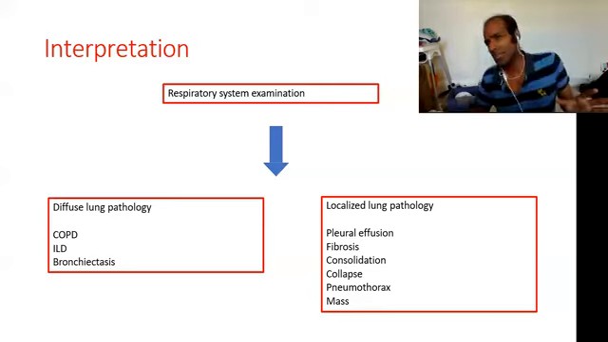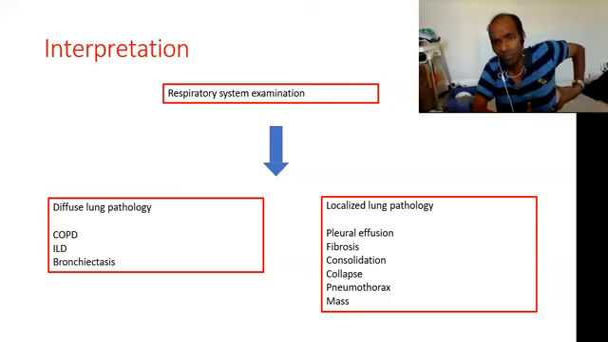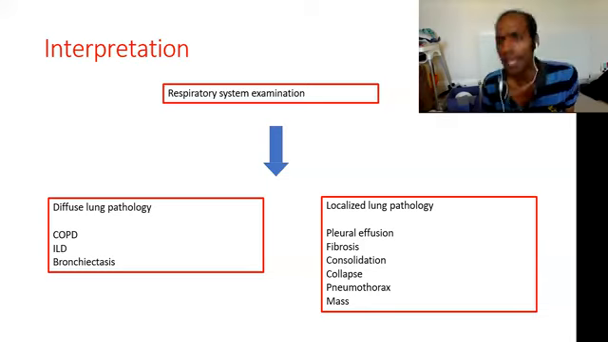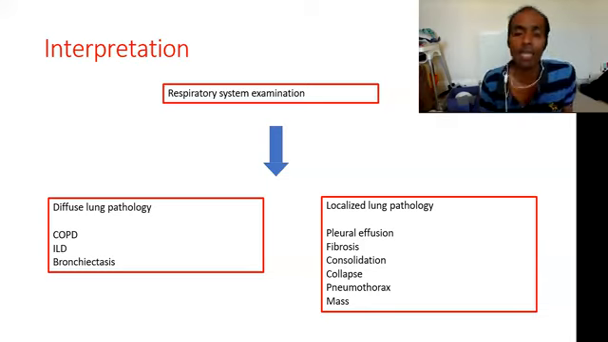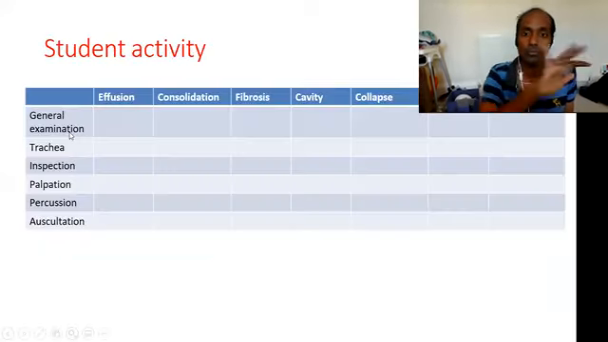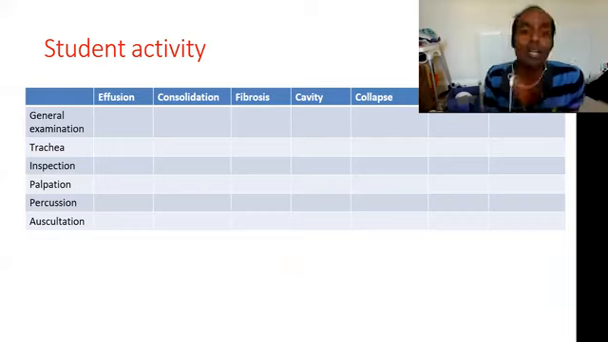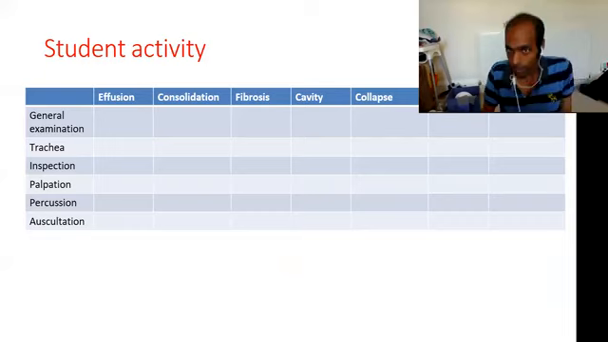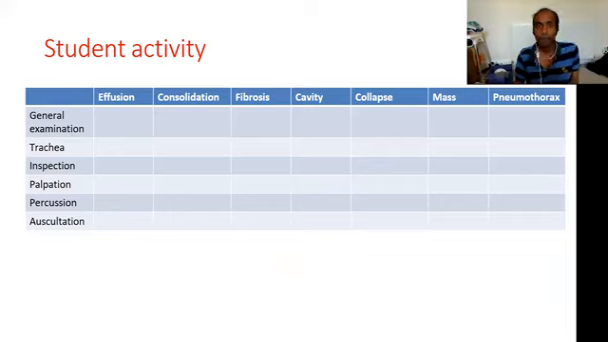Now see, when you're doing the examination, if it's a localized problem in one area only, then you're dealing with a localized lung problem. And this could be any one of these: effusion, consolidation, fibrosis, cavity, collapse, mass, and pneumothorax. Right. Okay, could be any one of these 1, 2, 3, 4, 5, 6, 7 things. Then we need to do this now.